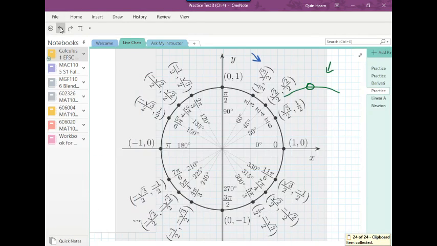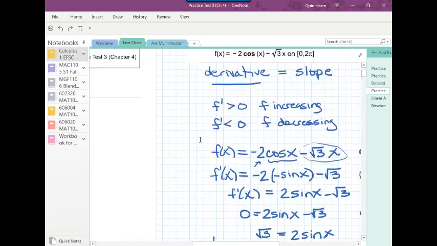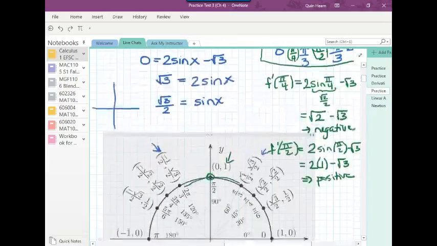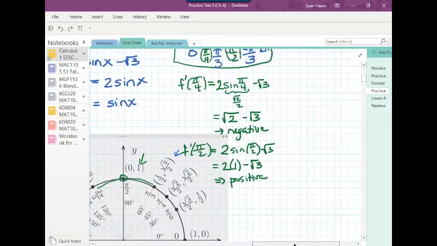Having trouble. I'm just going to slide over instead.